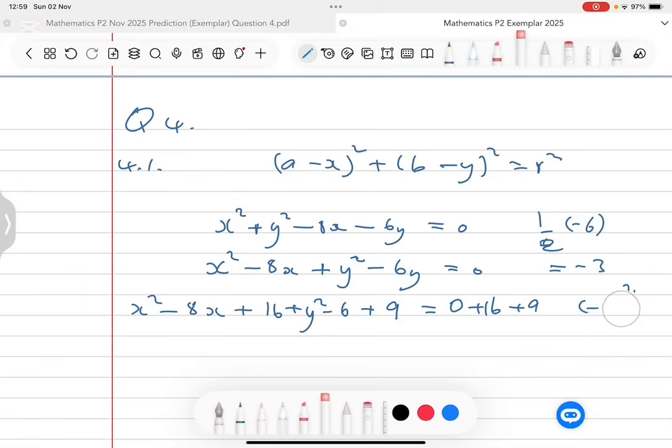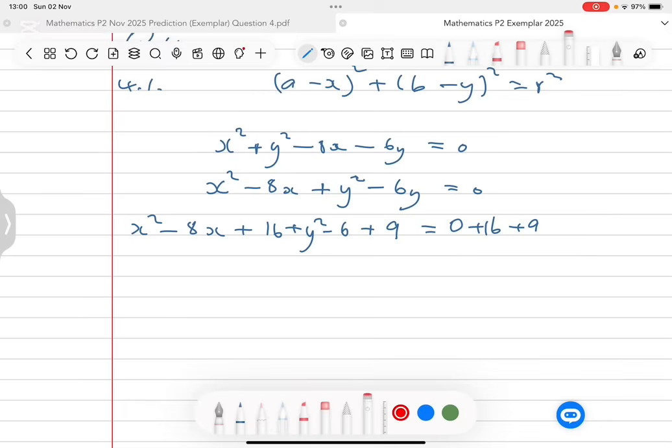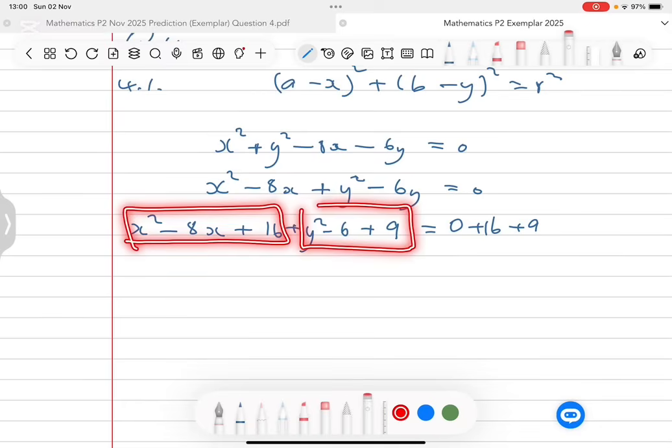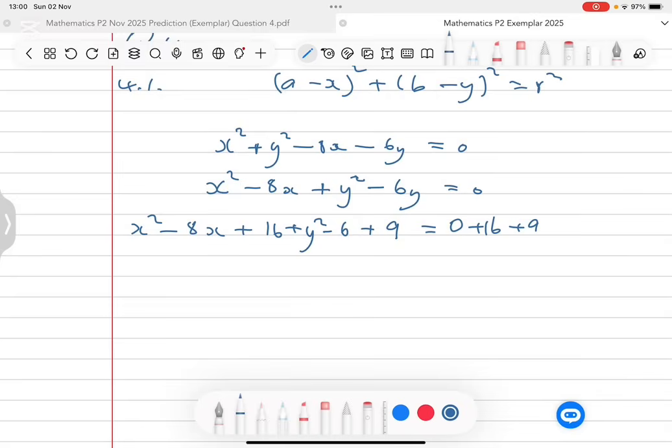Now what I've done is that I've created perfect squares. This is a perfect square, and also this is a perfect square. What I mean by that is that I can simply write this as squares. I'm going to have negative 4 squared, plus (y minus 3) squared, is equal to, and when I combine the 16 and the 9, they give me 25.